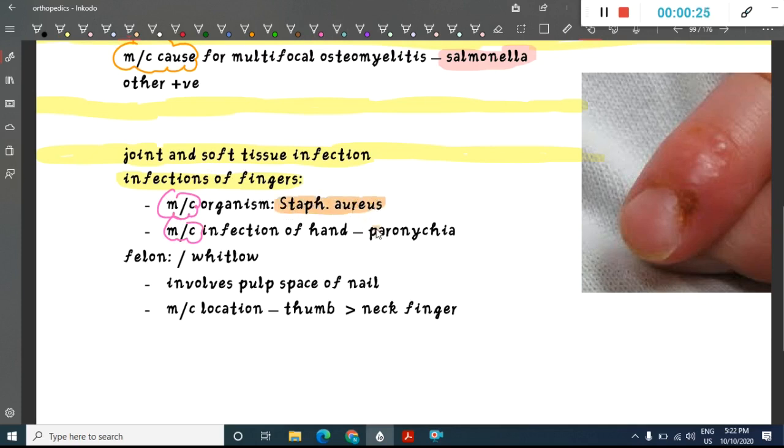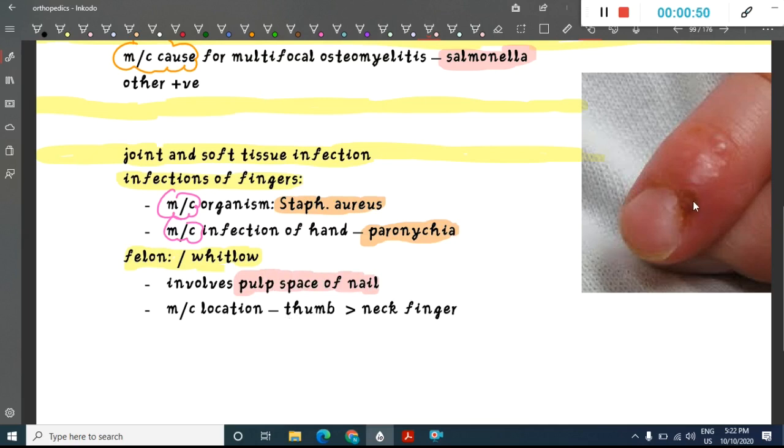The most common infection of the hand is paronychia. Paronychia is infection of the fingernails, caused by Staphylococcus aureus. Then there is something called felon or whitlow. What is this felon or whitlow? It mainly involves the pulp space of the nail. Infection of the pulp space of the nail is called felon or whitlow.